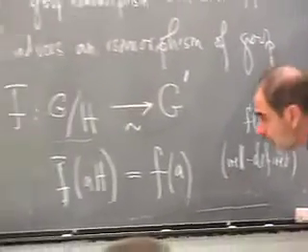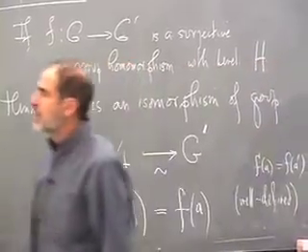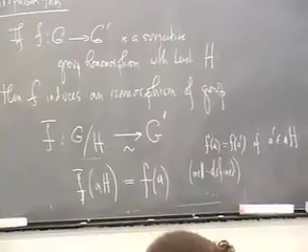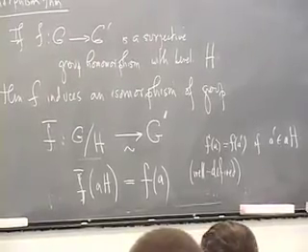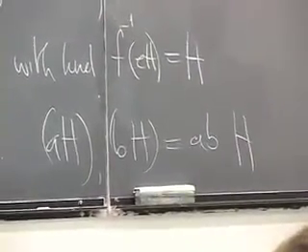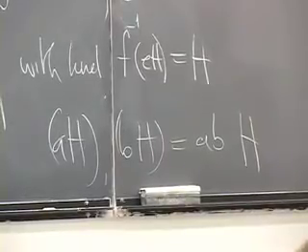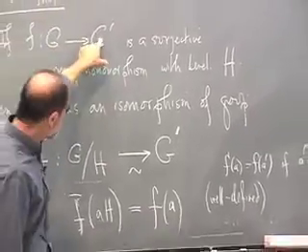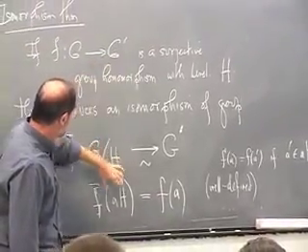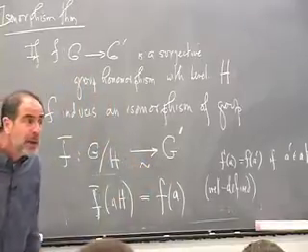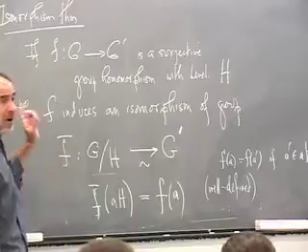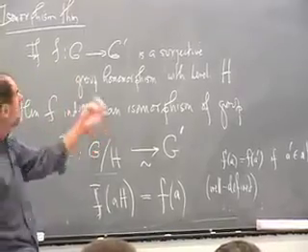Then you have to check that it's a group homomorphism. Well, that's because our multiplication law in the quotient group is that AH times BH is ABH. So you check that using the multiplication law in the quotient group, this is actually a homomorphism. It's surjective because the original thing was surjective. So if you wanted to hit something in G prime, you'd find an A in G that mapped to it, because this is assumed surjective, and you take the image of that coset, and you hit your element in G prime.